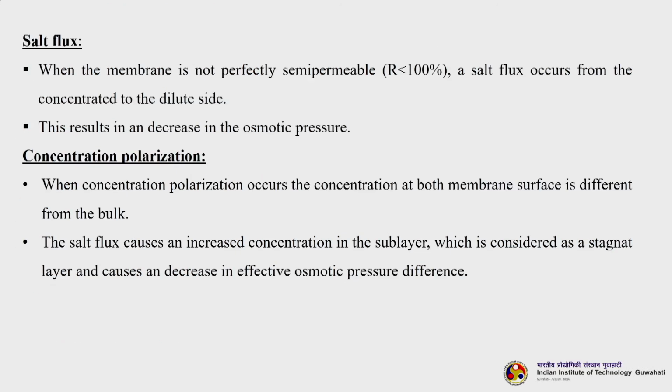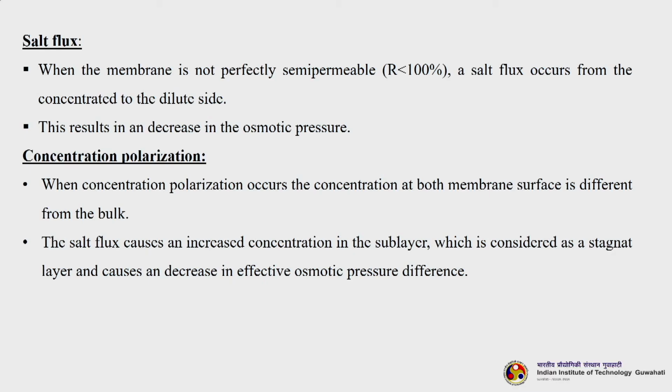Another problems are salt flux and concentration polarization. Salt flux occurs when the membrane is not perfectly semi permeable, that means let us say R is less than 100%. You know that perfectly semi permeable membranes are very difficult to make. So, usually there is a salt flux, however, most of the time we neglect the salt flux, Js, and consider it as 0. Due to the salt flux there is a decrease in the osmotic pressure. When concentration polarization occurs, the concentration at both membrane surfaces is different from the bulk. The salt flux causes an increase in the concentration in the sublayer, which is considered a stagnant layer, and causes a decrease in the effective osmotic pressure difference.